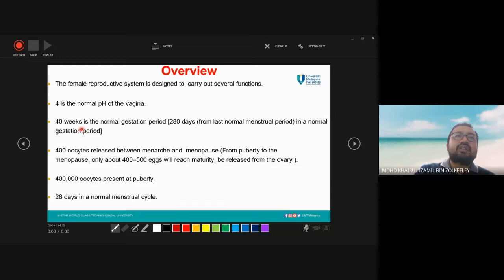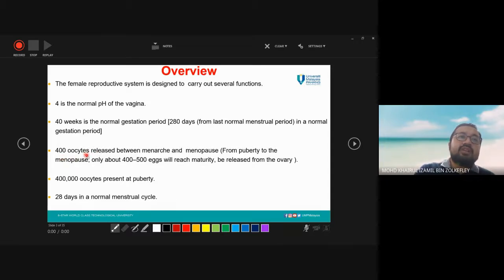Okay, gestation period ni period dia mengandung lah. So the normal gestation period will be 40 weeks. Okay, ataupun days, when we calculate it in days, it will be 280 days from last normal menstrual period in a normal gestation period.